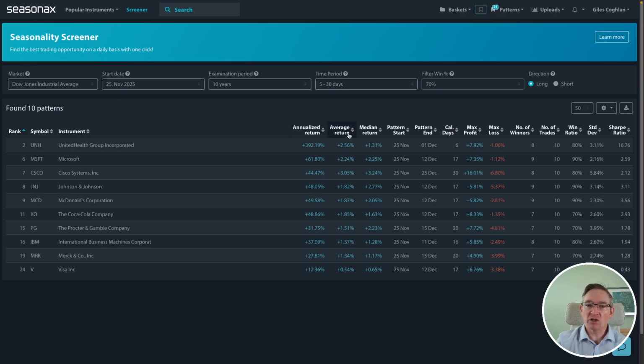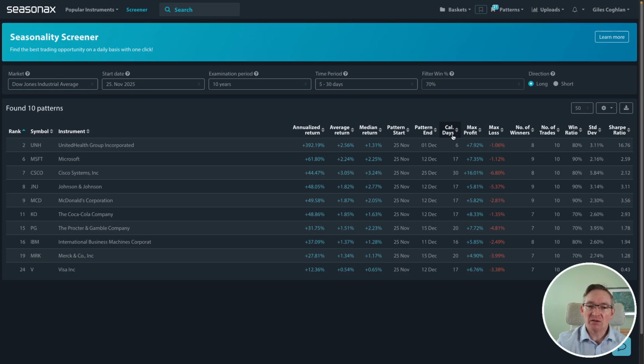We then look at the average and the median return. The average and median return shows the typical performance of the pattern. The median is especially useful because it can help remove the effect of outliers. You're just looking at the number in the middle, and that can help filter out those extremes to the upside or to the downside of the pattern. The pattern start and end date is anchored to the options we gave above. And you can see here, you also have the calendar days.